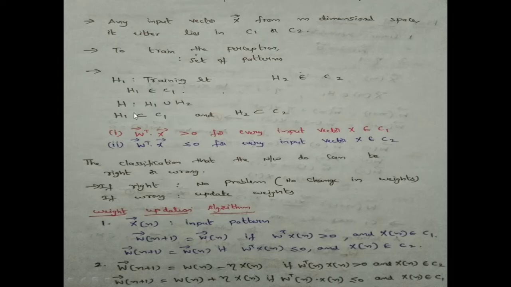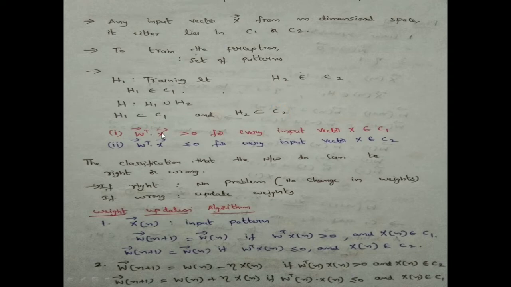That is, the H1 training patterns are a subset of class C1 and the H2 training patterns are a subset of class C2. So we make clear that we are not taking every sample of this particular class C1, right? We are taking only some samples. So we represent those samples as H1. So obviously H1 is a subset of C1 and H2 is a subset of class C2.